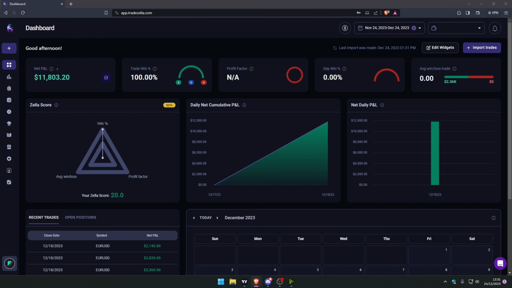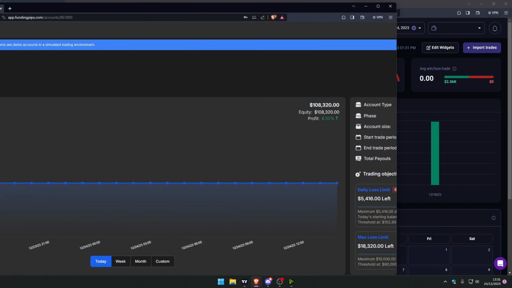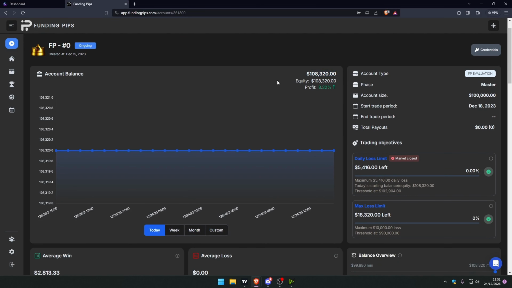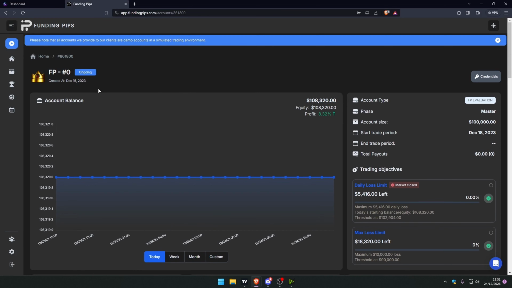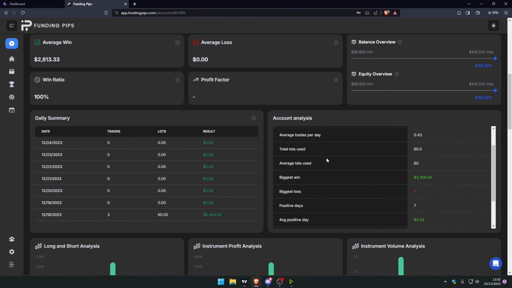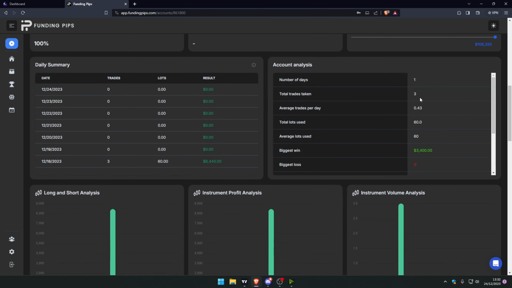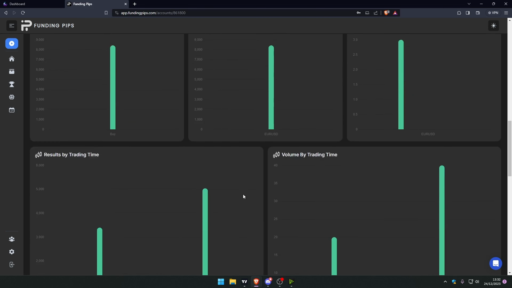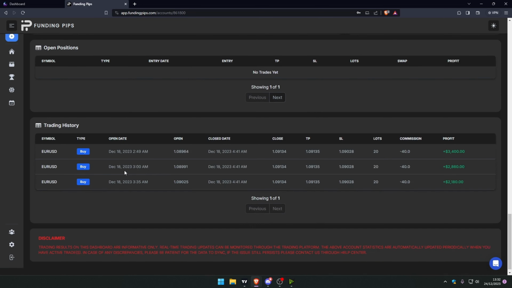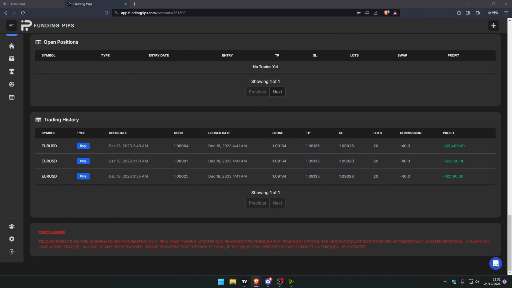So this is the first one right here, as you guys can see. Wait, let me drag it real quick. So this is the first dashboard, right? So you can see here 108,000, as you know, master account. If you know that it's a payout, it's always a payout for master account. But as you've seen, no trades here, only one trade, 60 lots used. Average trades per day 0.42. That kind of makes sense. But yeah, Funding Pips, that's also nice.